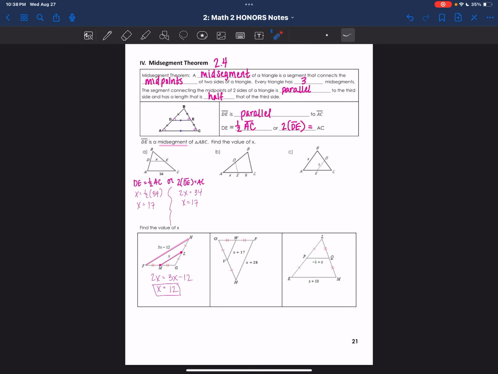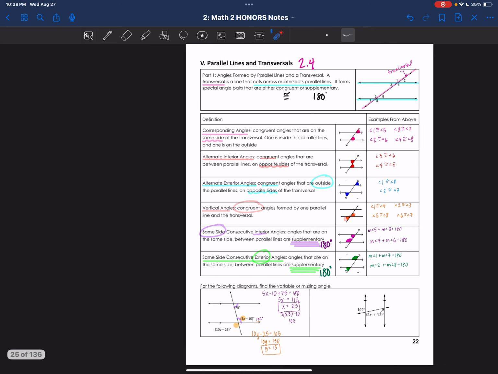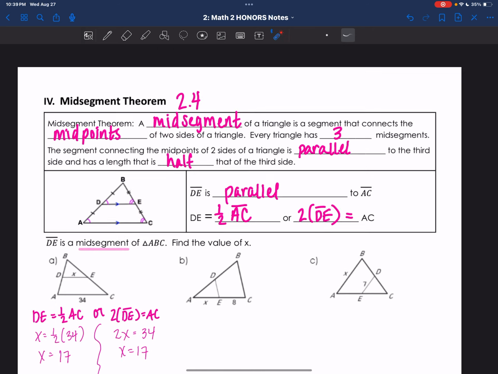All right, today what we're going to be talking about are a couple things. We're going to be talking about the midsegment theorem, and we're also going to be talking about parallel lines and transversals. So let's get started with the midsegment theorem.